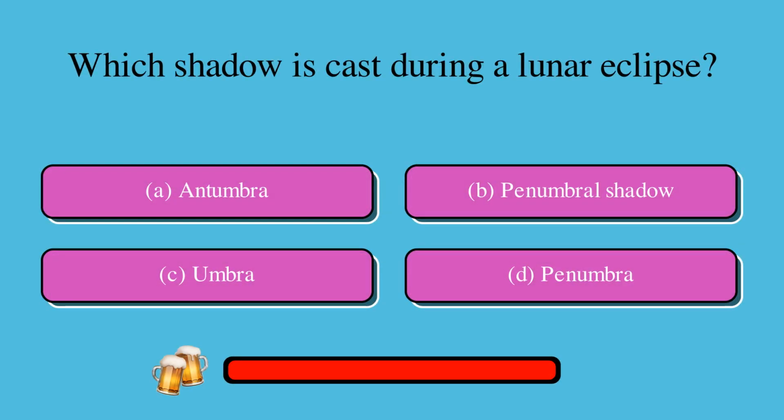Which shadow is cast during a lunar eclipse? Is it A, antumbra, B, penumbral shadow, C, umbra, or D, penumbra? The correct answer is C, umbra.